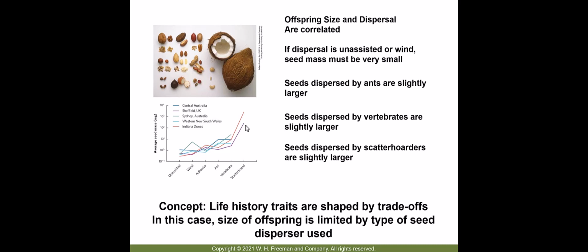So what does this tell us? It tells us that life history traits are shaped by trade-offs. So depending on the type of disperser you're going to use to disperse your seeds, that may dictate and limit the type of seed and the size of seed that you can produce.